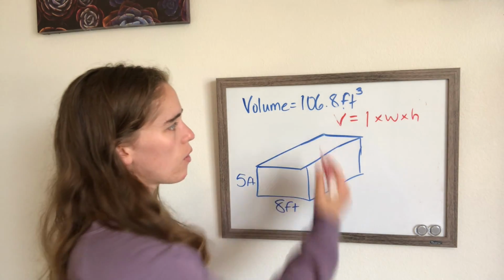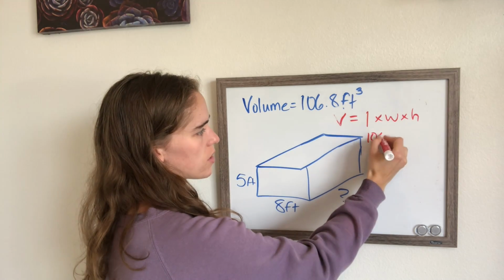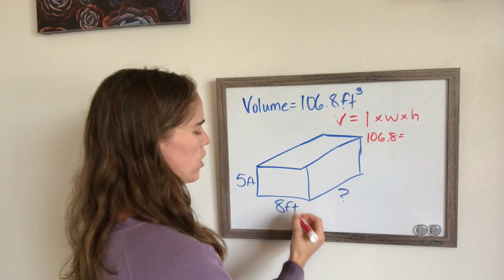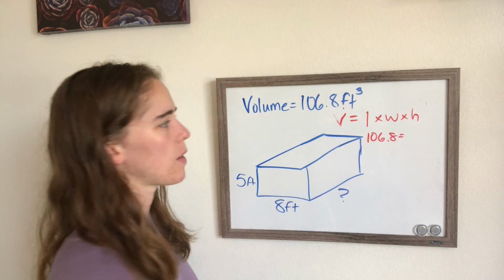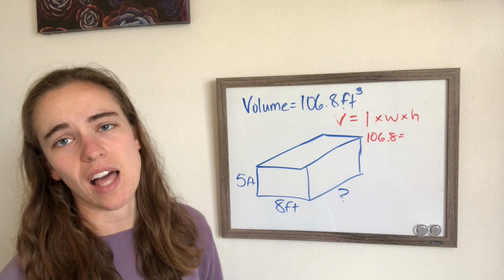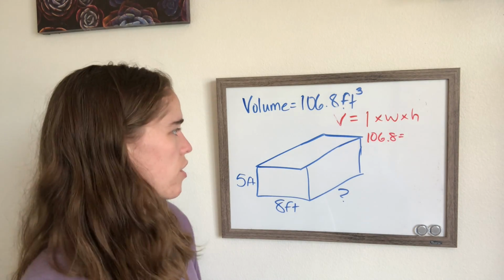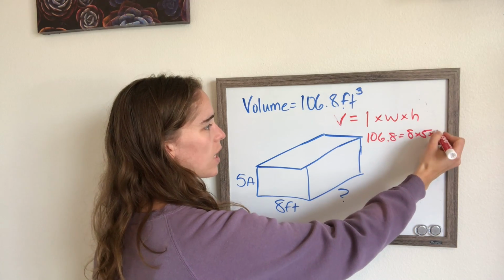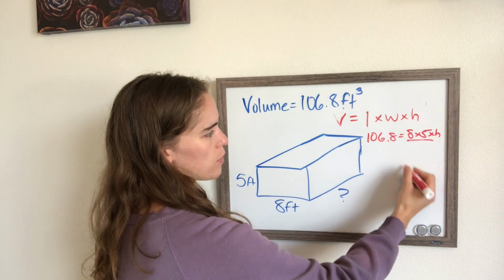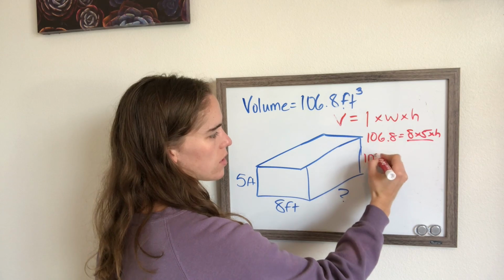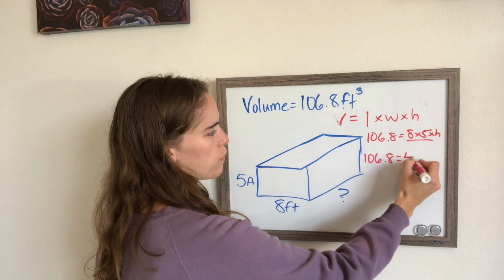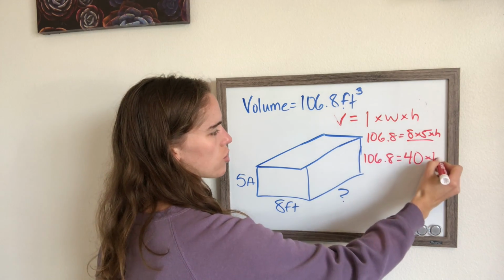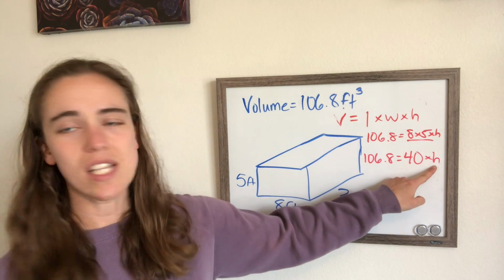So right now, I know 106.8, so I have 106.8 is equal to the length times the width times the height. I'm just going to leave the height as the last one because it doesn't really matter which order they go in. So I would have this as 8 times 5 times h. Well, 8 times 5, that's 40. So I have 106.8 is equal to 40 times h. And so I just need to figure out what is this h value.